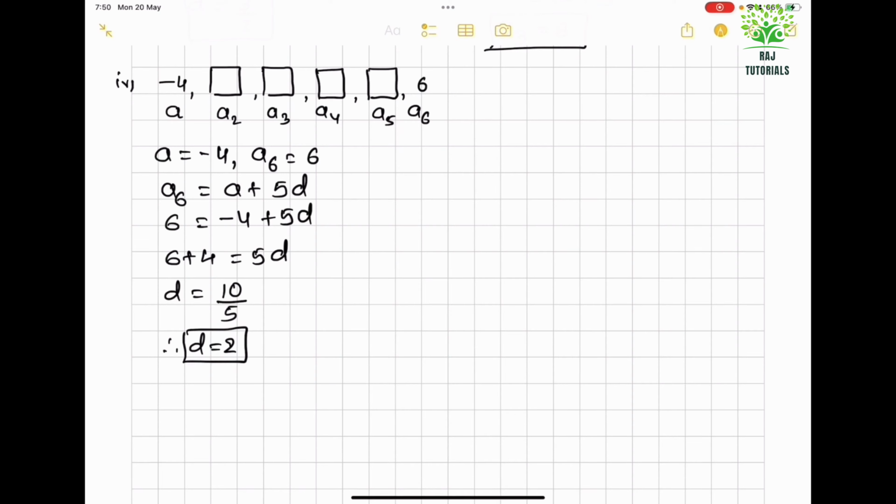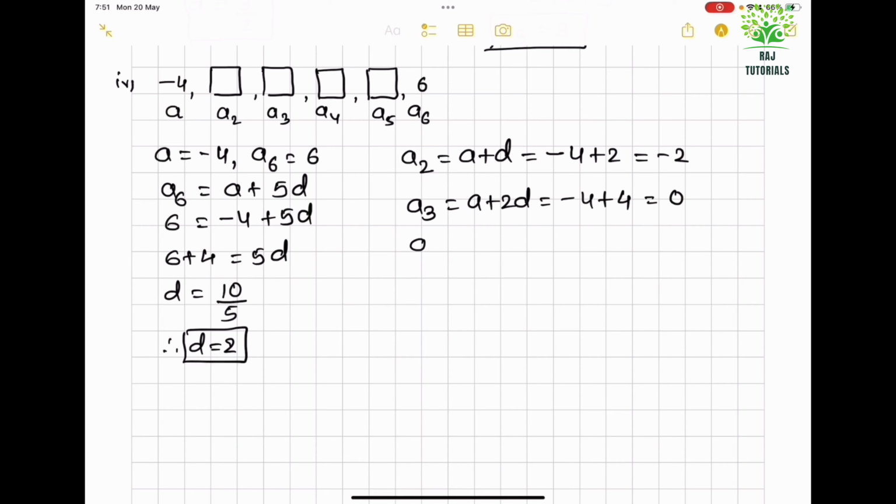Now I know D equal to 2, so I can get all the terms. A2 equal to A plus D, -4 plus 2, so -2. A3 will be A plus 2D. So -4 plus 4, 0. A4 will be A plus 3D. So -4 plus 3 2s are 6, so 2. A5 will be A plus 4D. -4 plus 4 2s are 8, so 4. And then I got 6. So I have got all the terms.